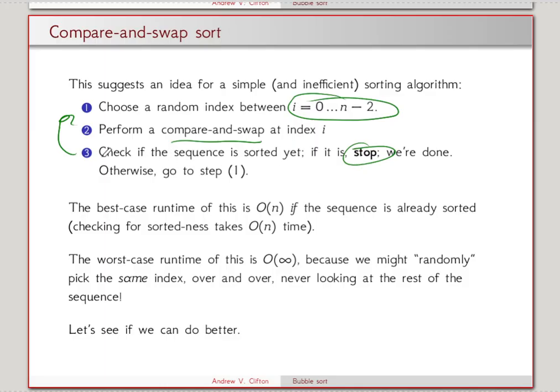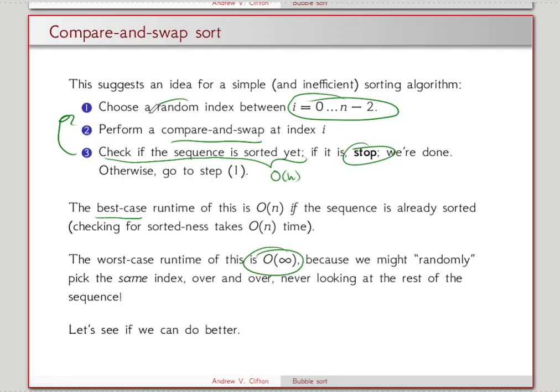Checking to see if the sequence is sorted takes O of n time. We have to loop over the whole sequence to do that. So our best case runtime for this would be O of n. If the sequence is already sorted, we pick a random spot to do a compare and swap. It doesn't change anything because everything's already in order. Then we check to see if the sequence is sorted, and we say, oh, it's sorted, and we stop. The worst case runtime, though, is big O of infinity.